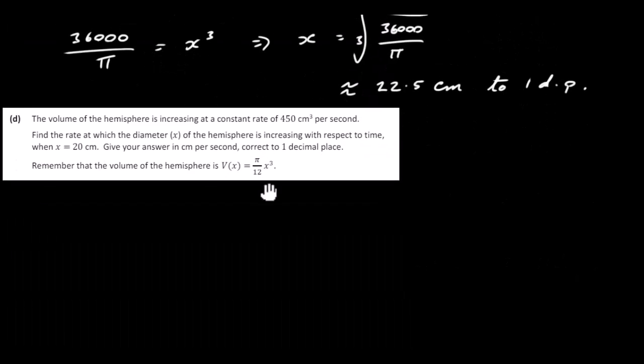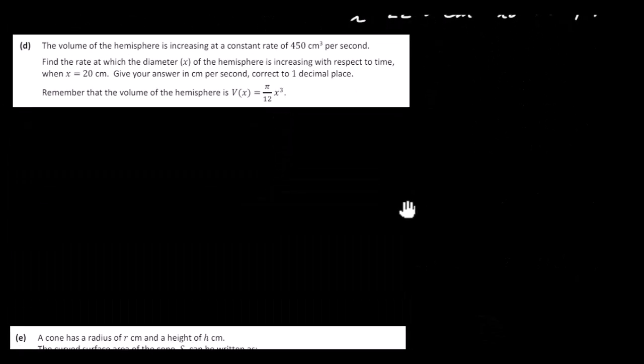Okay, so let's work on D then. The volume of the hemisphere is increasing at a rate of 450 cubic centimeters per second. Find the rate at which the diameter x of the hemisphere is increasing with respect to time when x is 20 centimeters. Give your answer in centimeters per second, correct to 1 decimal place. The volume of the hemisphere is v of x equal to pi over 12 x cubed.